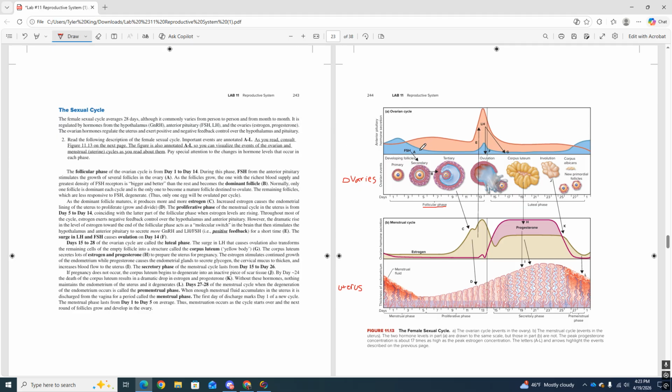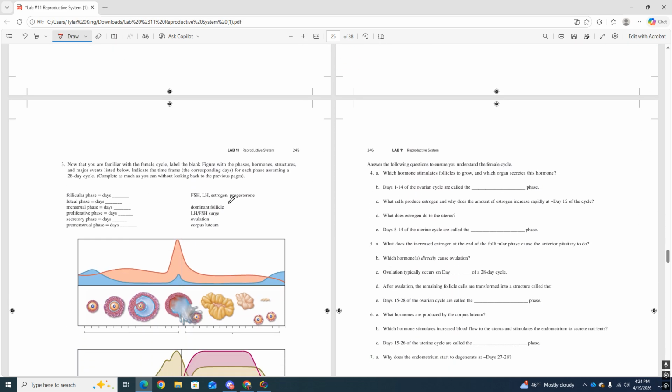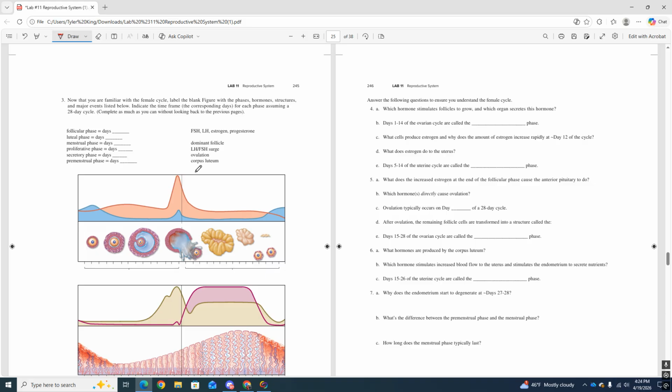So all you've got to do here is just follow the letters. It takes you through the entire cycle, from days 1 to 28. It can get a little confusing because you have a lot of these days that kind of overlap, but we'll talk about these. Next page here. Now that you're familiar with the female cycle, label the blank figure with the phases, tubes, everything like that.